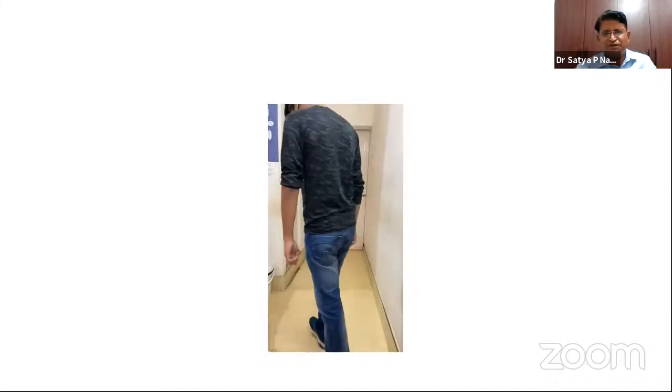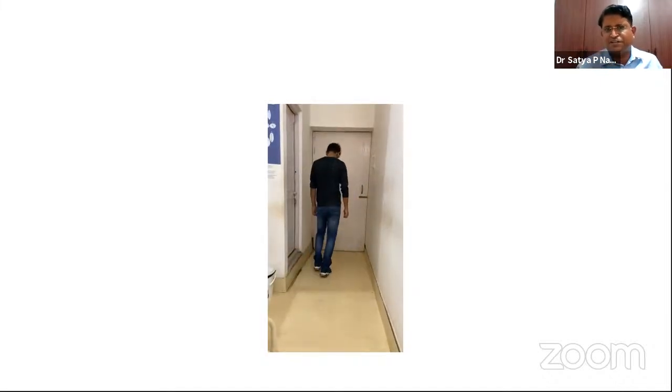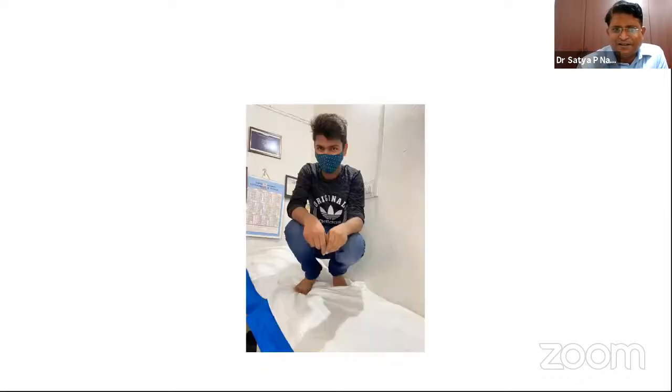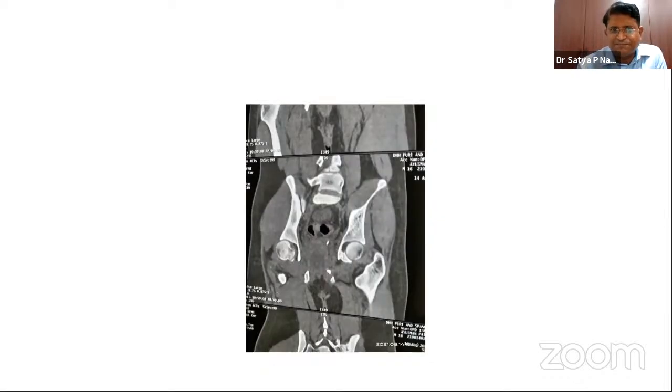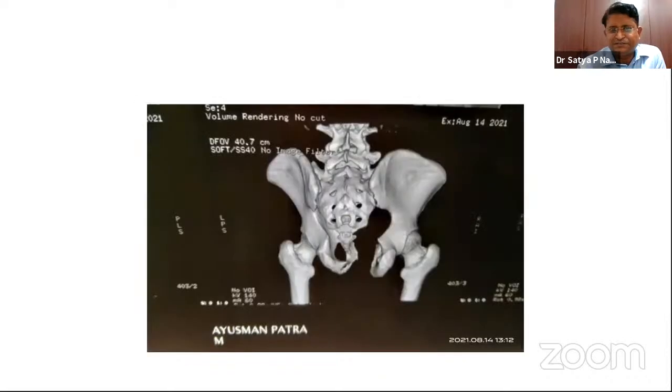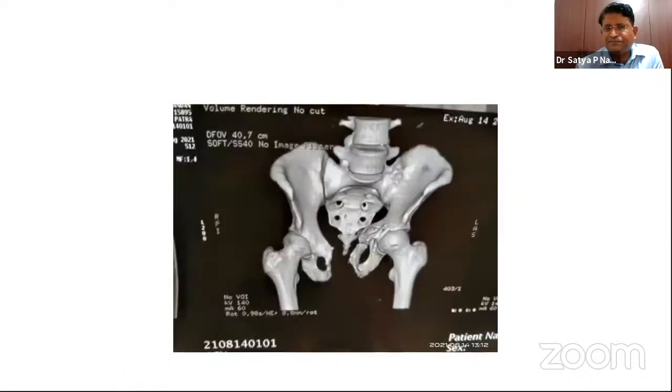So my question is, why did this diastasis happen after 3 years? Dr. Prasad, can you shed some light on it? Why has this diastasis happened, which was not there previously? Can you first show me the initial pelvic X-ray? I just want to see what injuries are there.